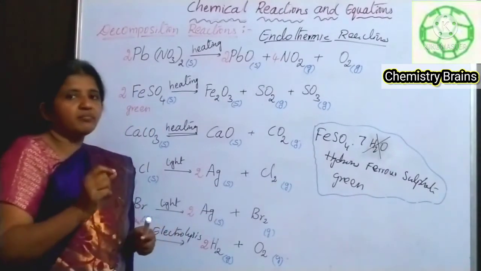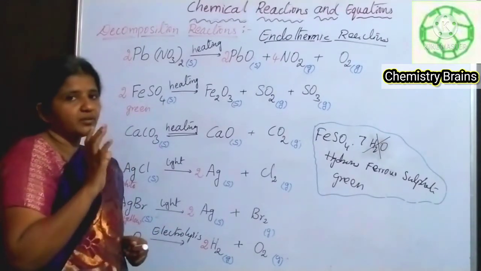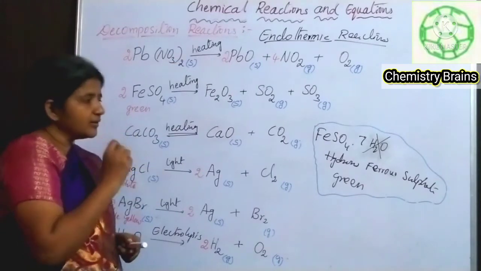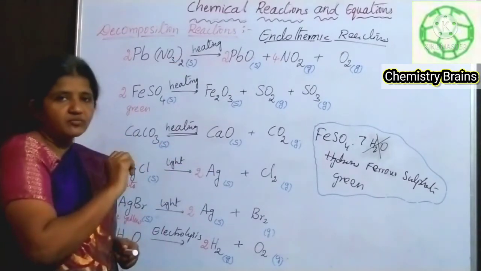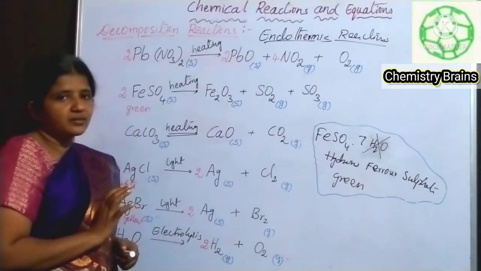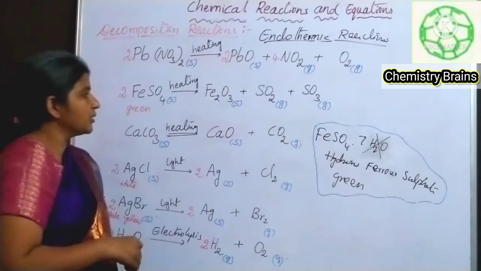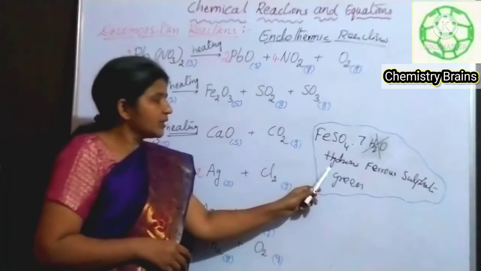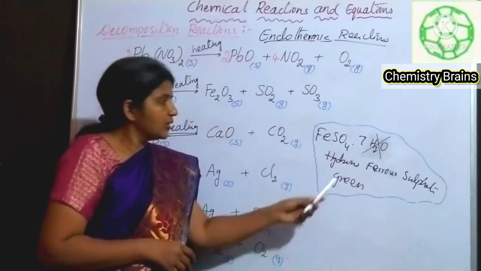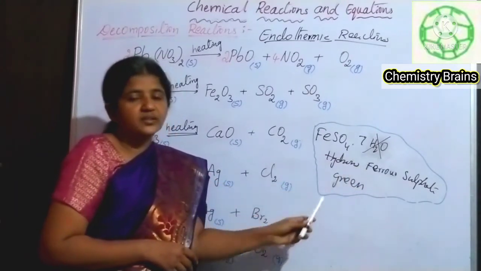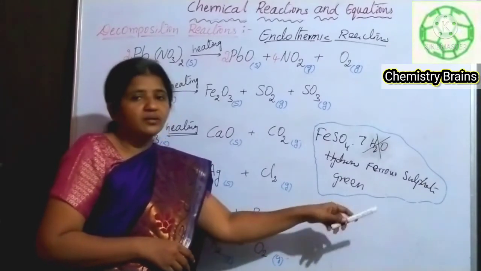Ferrous sulfate that has water molecules is said to be hydrous ferrous sulfate. On heating, the green color changes to white because water molecules are separated from the crystal. Only FeSO4 remains in the test tube. So hydrous ferrous sulfate on heating changes to anhydrous ferrous sulfate by removal of water molecules. That's why the color changes from green to white.